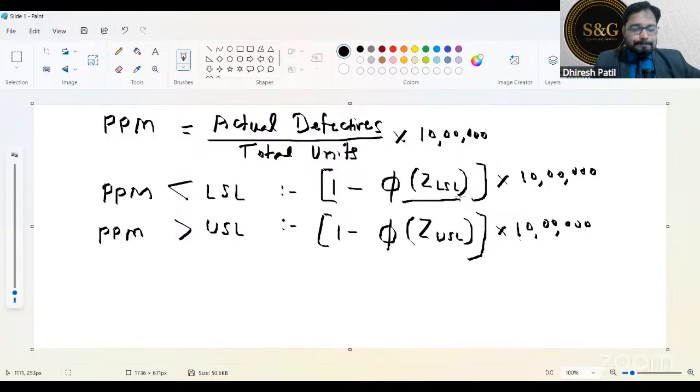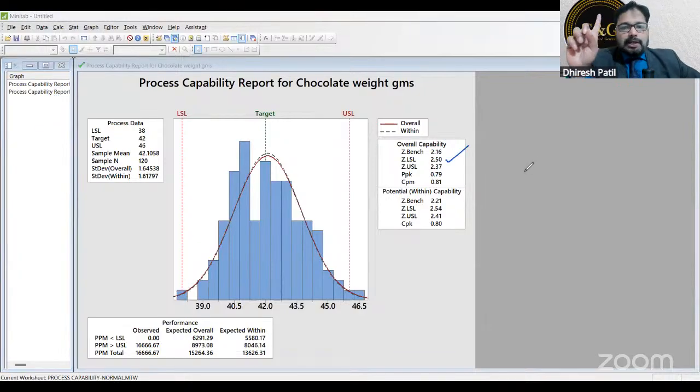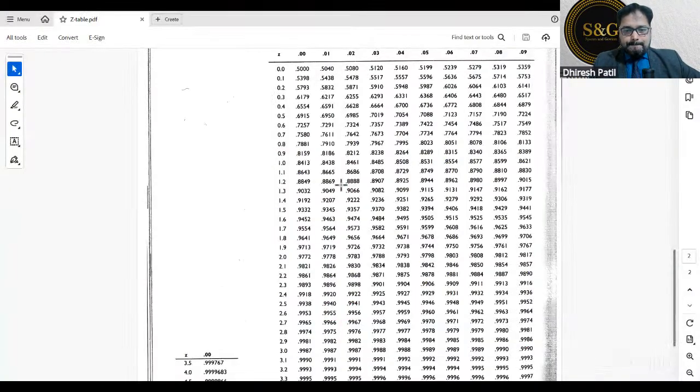गो बैक टू द डेटा. कहां पे पता चलेगा हमें? यहां पे ZLSL ओवरऑल 2.50. करेक्ट. ZLSL ओवरऑल 2.50 है. ठीक है, करेक्ट. नाउ गो बैक टू अवर Z टेबल. Z टेबल पे जाओ फिर से एक बार. It was 2.50. Correct, everybody?